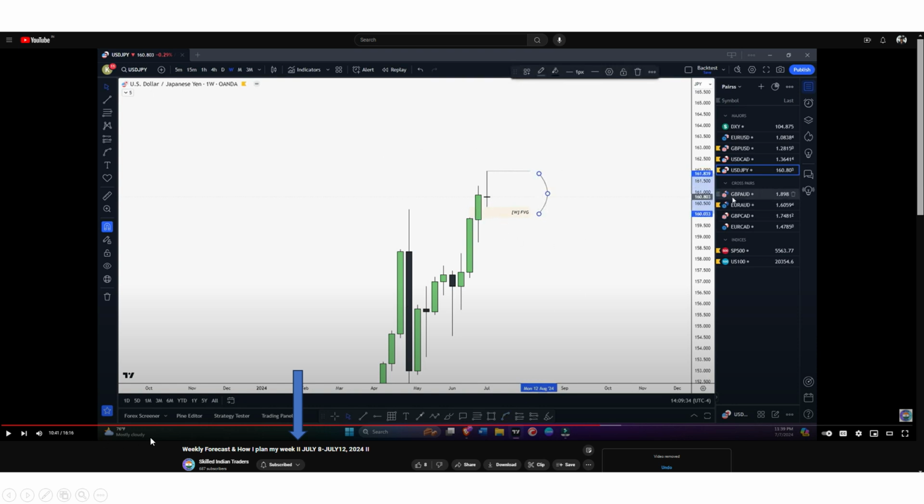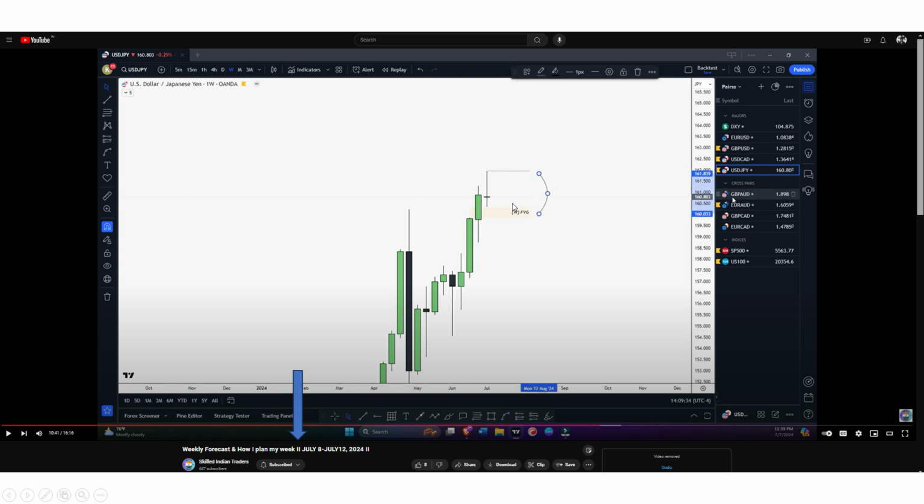You can see, if you go to the timeline 10 minute 41 second, I was sharing at that time that this is our weekly bullish fair value gap. Okay, and I am looking for a long position when the market taps this weekly fair value gap, and then we can target this previous week high.